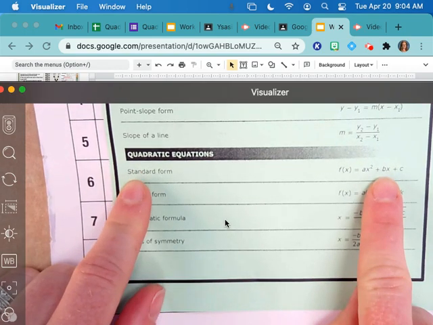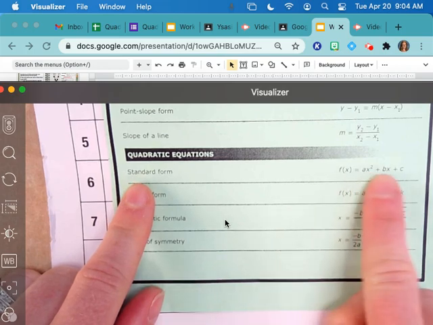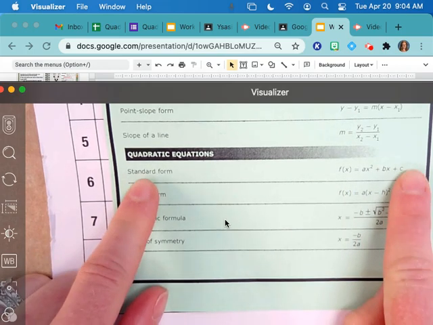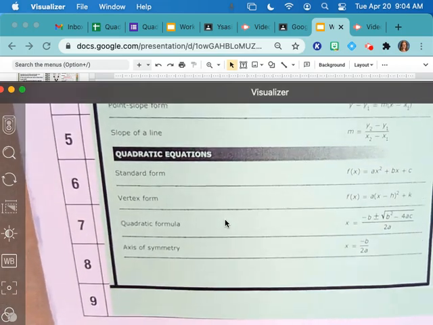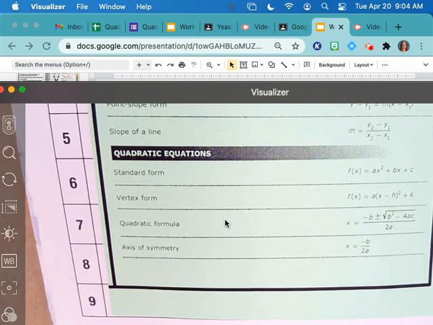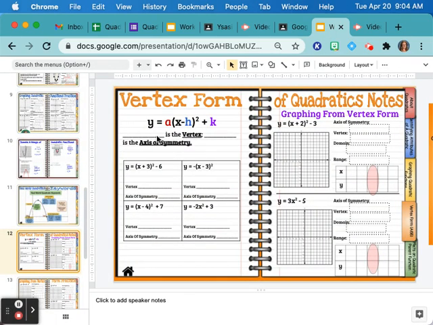We have learned standard form so far, and we can always put this into y equals. We can put both of them into y equals to see what the graph looks like, to find our zeros, to find our vertex, our max, our min, our y-intercept. We can also use the vertex form to find certain things. So let's look at this vertex form. We are going to put some text boxes on here.